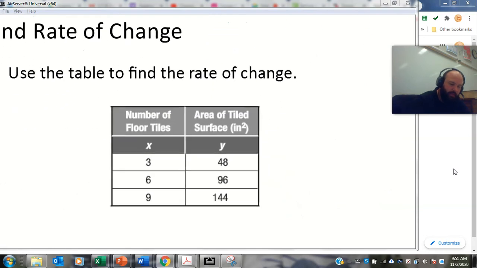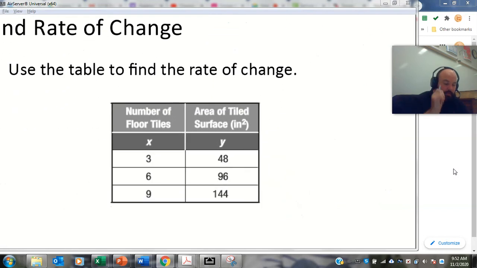Let's try another one. So this table says the number of floor tiles and then the area of tiled surface. So as we get more and more tiles, you can see the tiles are increasing. The surface area that is tiled is also increasing. But we need to figure out the difference again. So how much was it from here to here? And then how much was it from here to here? And it's really easy. You subtract the numbers. So when I do 96 minus 48, I get 48. So this was plus 48.